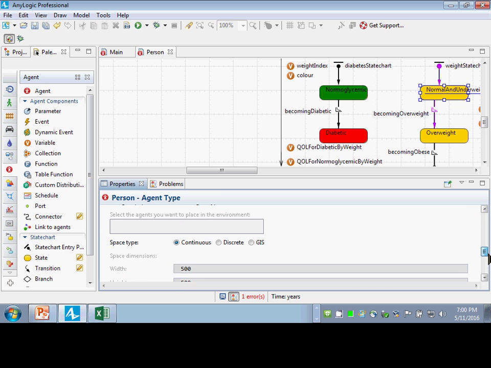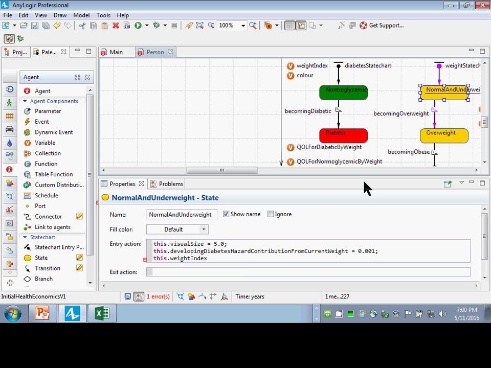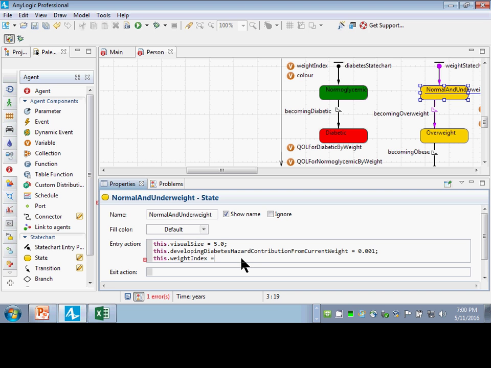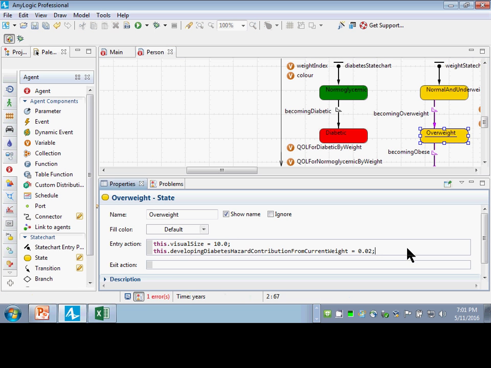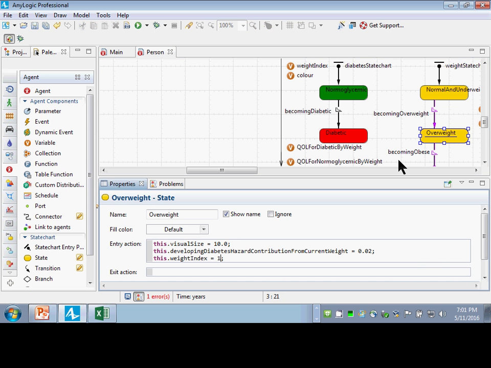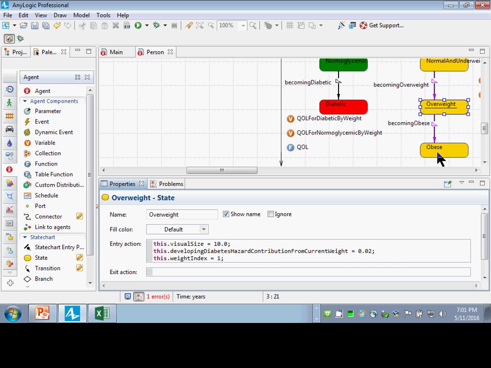Okay. This dot weight index equals 0. And then for overweight, we'll set dot weight index to 1. That's the second one. And then obese, this dot weight index equals 2. Okay? Great. Ladies and gentlemen, now we've got quality of life in place. And we're going to hitch it up to the grander machinery, okay?